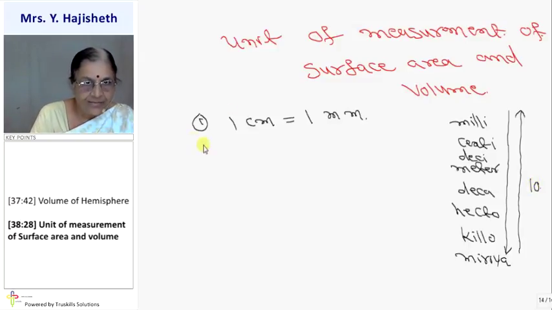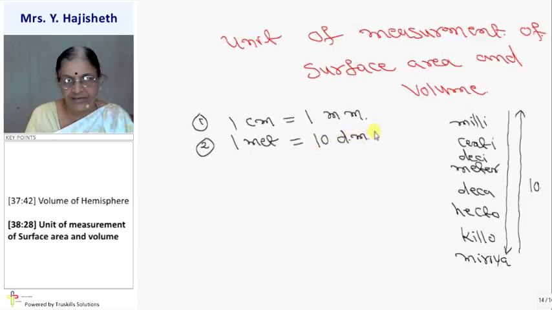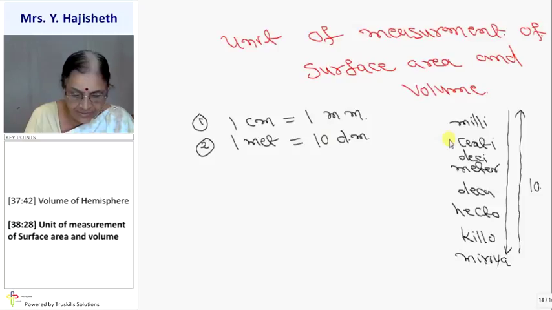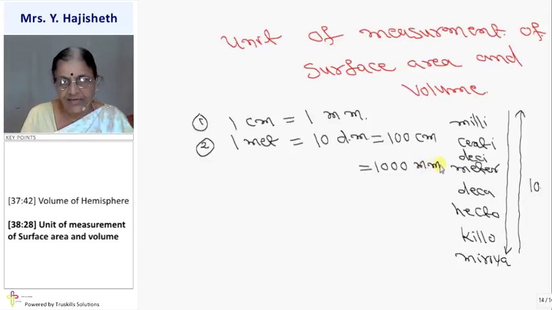Vertical. Second is, I am giving 1 meter is 10 decimeter. ओके, देखो मीटर is greater than डेसी, relation between them is 10. 1 meter is equal to 10 decimeter, 100 सेंटीमीटर and मिलीमीटर कितने होंगे? 1000. क्लियर? क्योंकि 3 का गैप है. देखो मीटर के बाद डेसी, डेसी के बाद सेंटी, सेंटी के बाद मिली, 10 into 10 into 10.